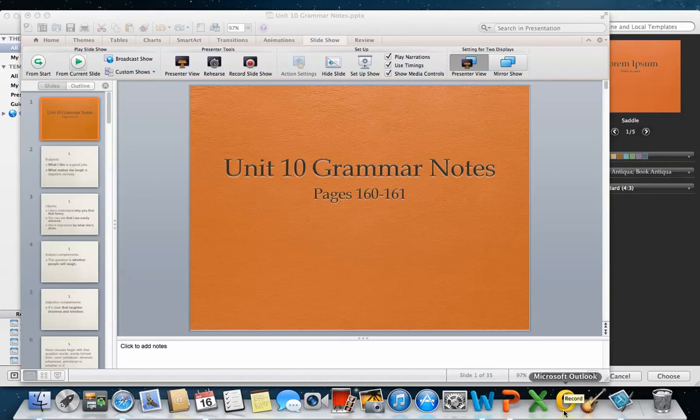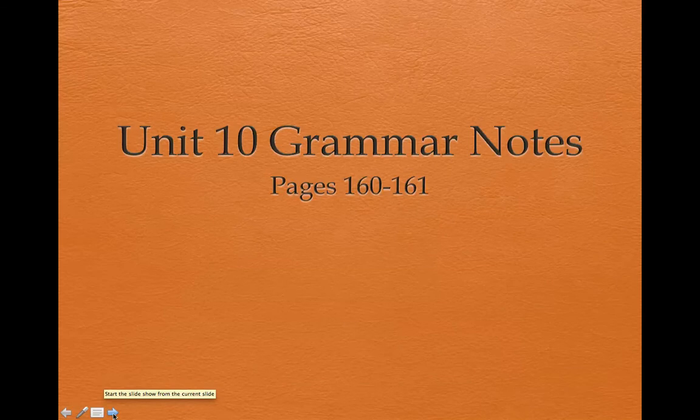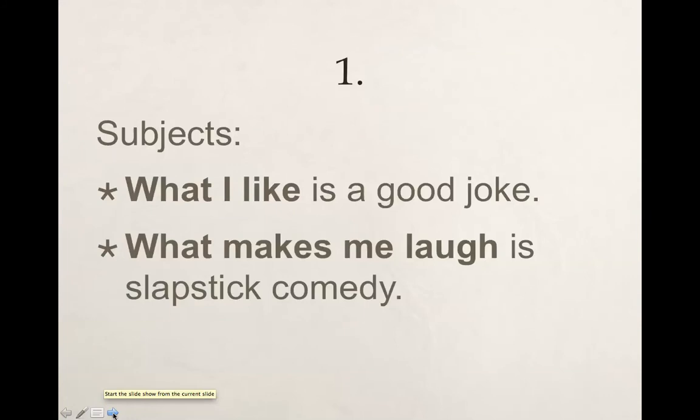Okay, we're looking at Unit 10 grammar notes on pages 160 and 161. First of all, this is talking about using a noun clause as the subject of a sentence. What I like is a good joke. What makes me laugh is slapstick comedy. Slapstick comedy is kind of physical comedy, the kind of comedy where people fall down and it's funny, where people hit people in the face with pies and that's funny.